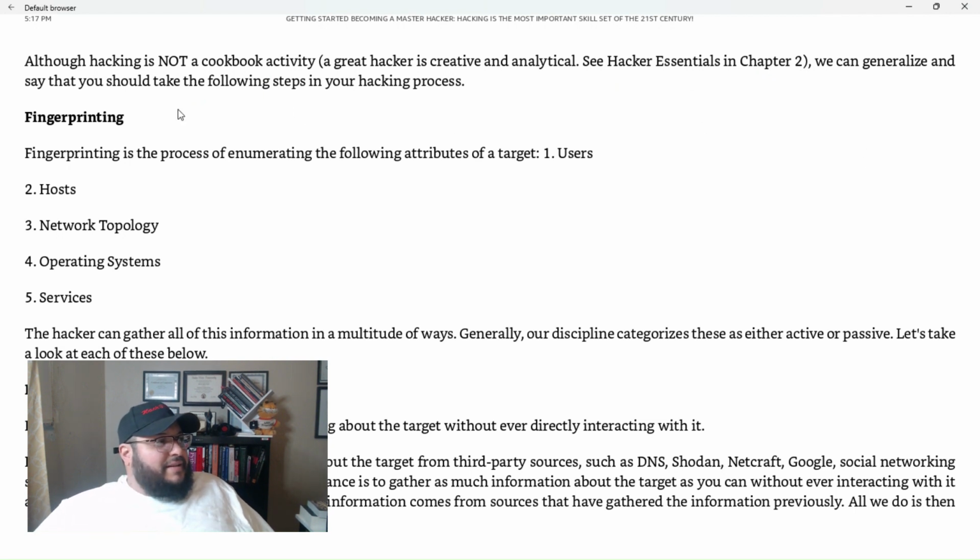We can generalize and say that you should take the following steps in your hacking process. Fingerprinting. Fingerprinting is a process of enumerating the following attributes of a target.